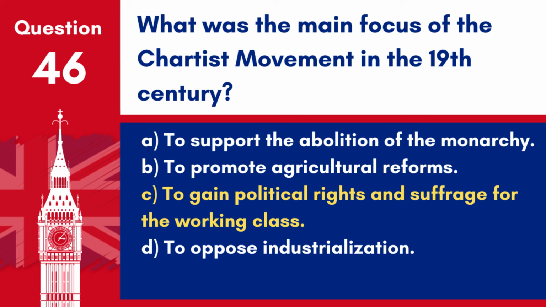Answer C. To gain political rights and suffrage for the working class. The Chartist movement, active in the 19th century, focused primarily on gaining political reforms, including suffrage for all men and the establishment of a more democratic electoral system.